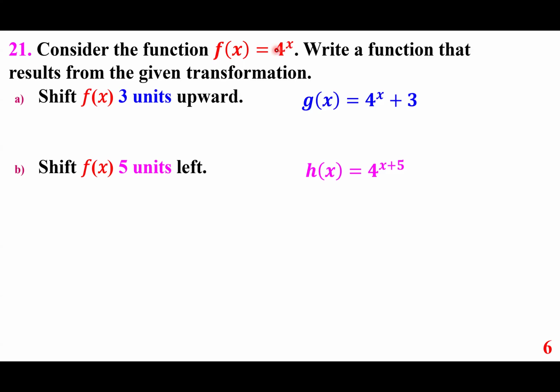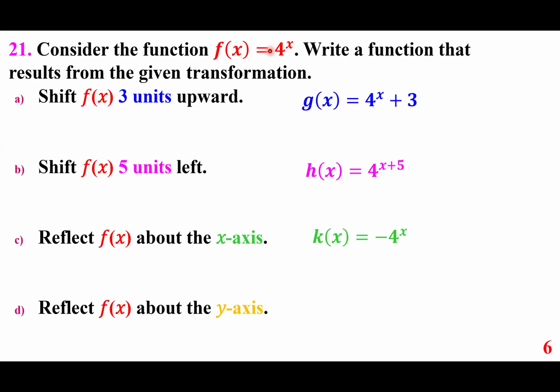Going back to here, reflected about the x-axis. When you reflect about the x-axis, this becomes that. That means you put a negative in front of it. You negate the function. Reflected about the y-axis, then this is the y-axis. If you assume x is positive, then minus x is negative. So in general x changes to minus x. So in this case, i of x equals 4 to the power of negative x. So that's the transformation.